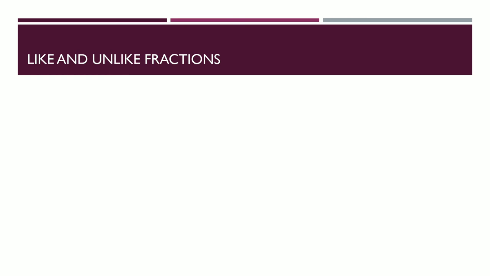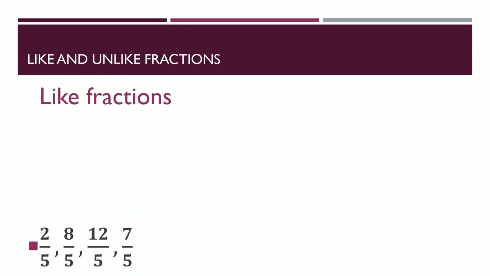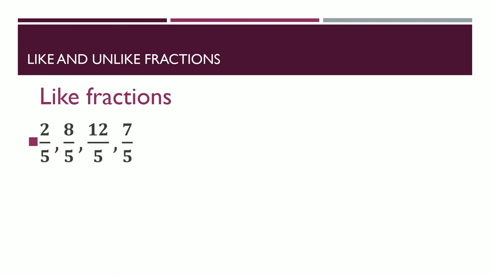Like fractions. Like fractions means the fractions having the same denominator are called like fractions. Here is an example: 2 upon 5, 8 upon 5, 12 upon 5, 7 upon 5. These fractions have denominator 5, the same number, so these fractions are called like fractions.